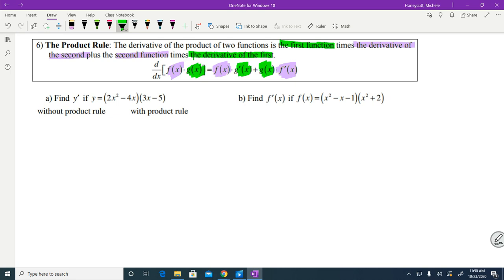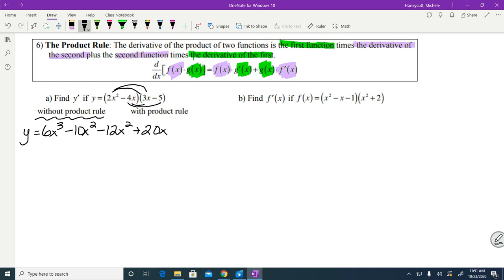So part A has you do the derivative without the product rule and then with the product rule. So let's try this without the product rule because you did this last class. So let's do without the product rule first. And that would be if I have the function y equals 2x squared minus 4x times the quantity 3x minus 5, then if I distribute this out, I can find the derivative without having to apply the product rule. So I could say y equals, I'm distributing, 2x squared times 3x would be 6x cubed. 2x squared times 5 is minus 10x squared, minus 12x squared plus 20x.